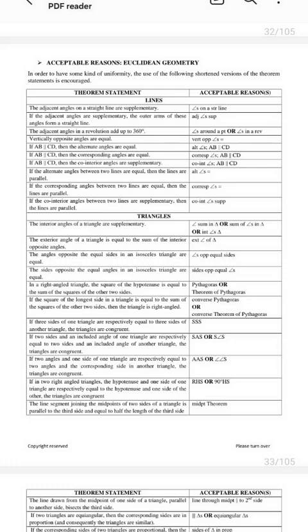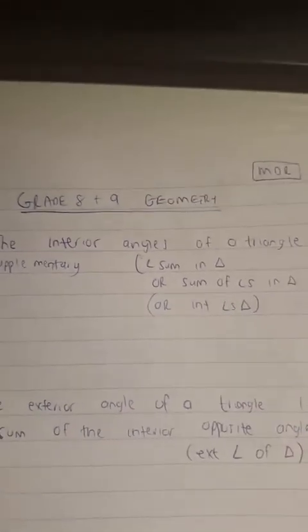Now guys, this document is very, very important. I cannot overstate how important this is for any learner that is hoping to have a shot at ensuring that their geometry is on point. You must master and also understand this document and what it says very well.